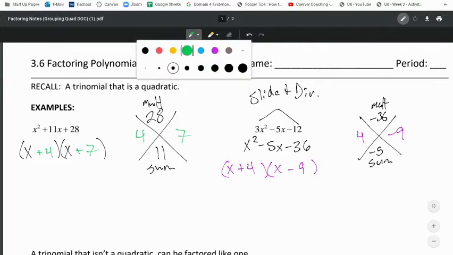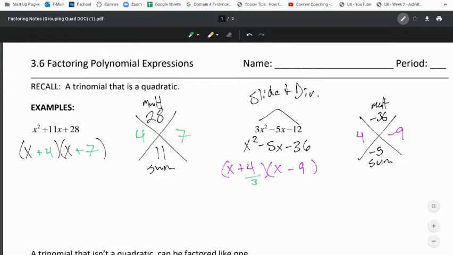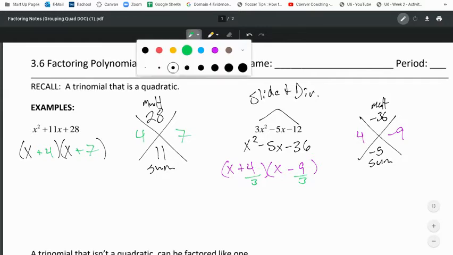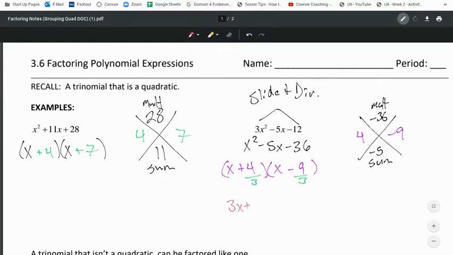Then I need to remember that I need to divide now by 3 because that's the number I slid over earlier. And so I get a final answer of 3x plus 4. So that didn't divide evenly, so I just throw it back in front. And then this one divides evenly, so that gives me x minus 3. So that would be my final factored problem for that example.